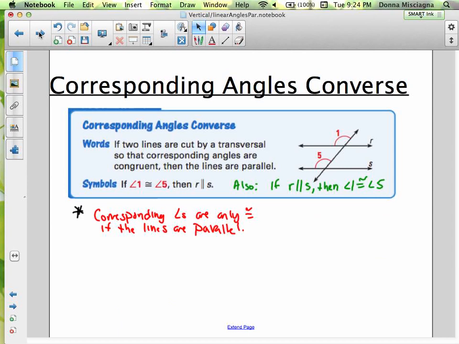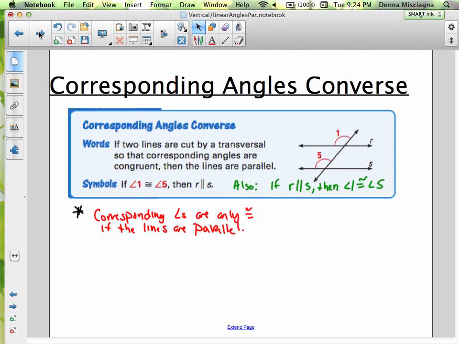Corresponding angles converse. If two lines are cut by a transversal so the corresponding angles are congruent, then the lines are parallel. So converse just means we're proving the lines parallel using the angles. So if angle 1 is congruent to angle 5, then line R has to be parallel to line S, because corresponding angles are only congruent if the lines are parallel. Also works the other way.